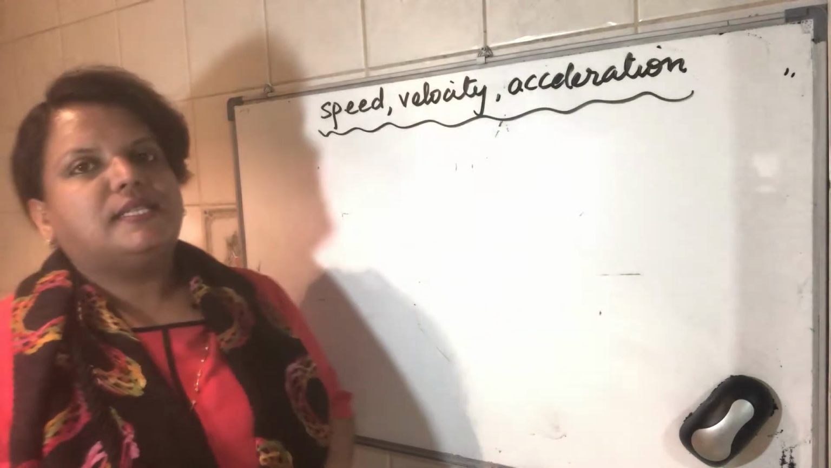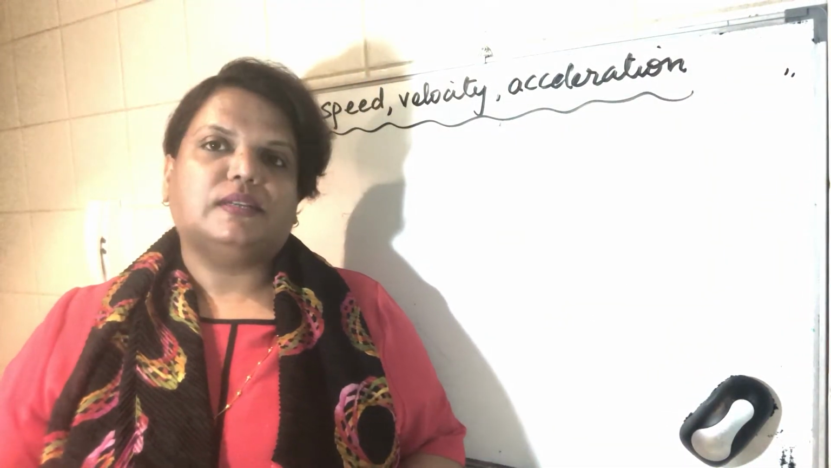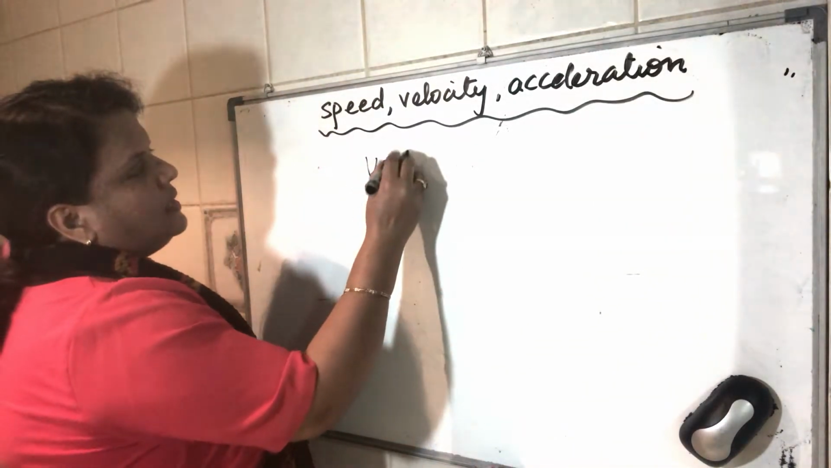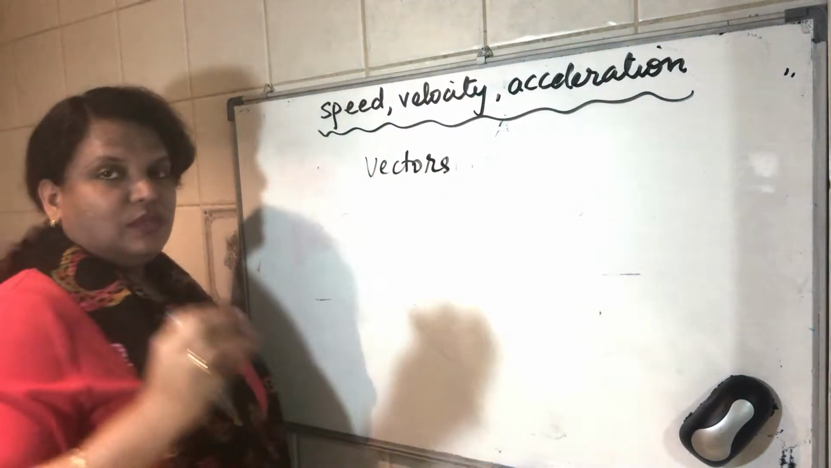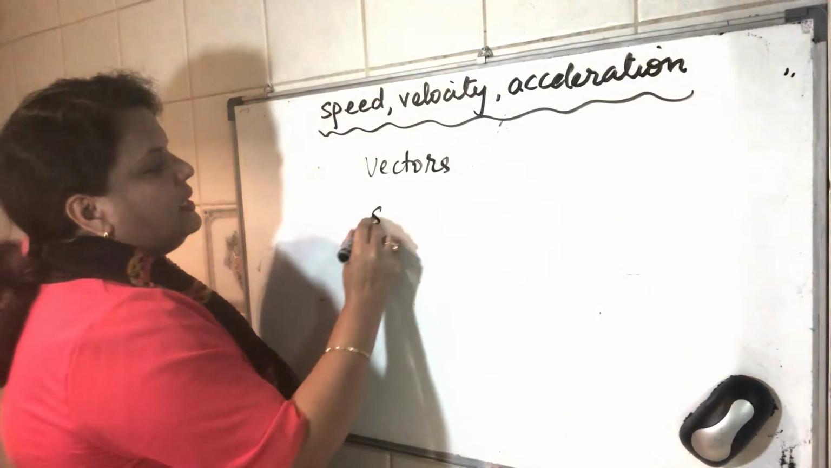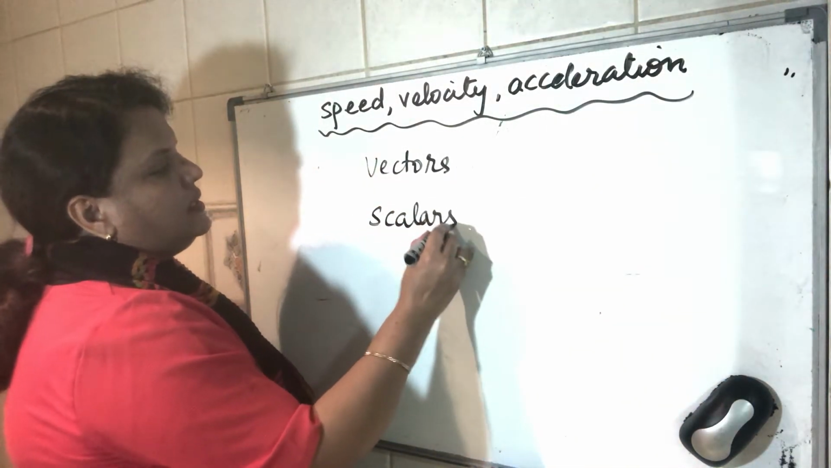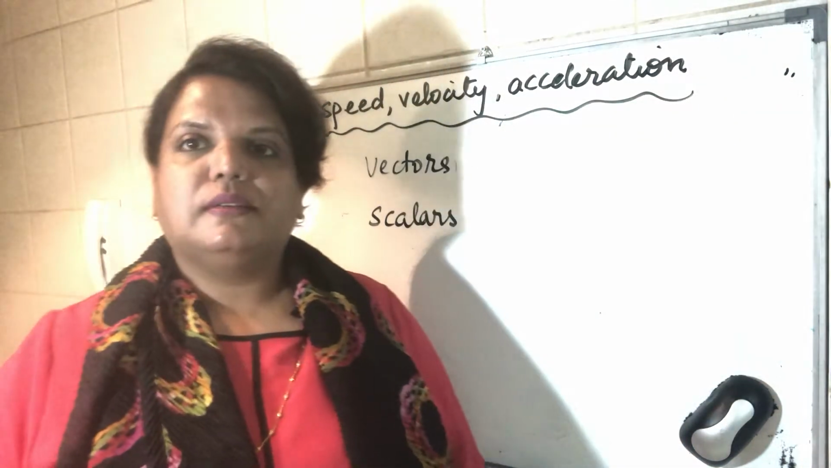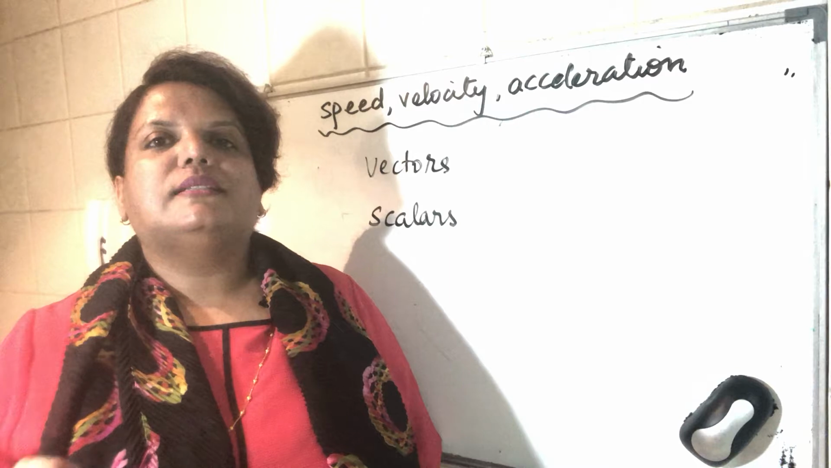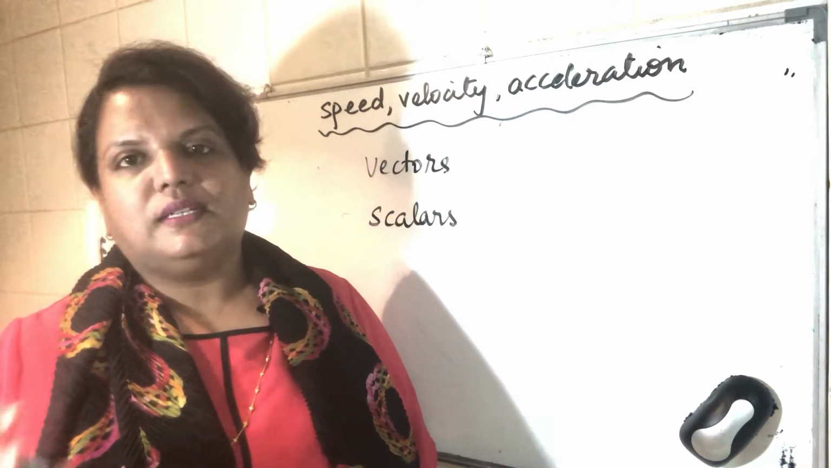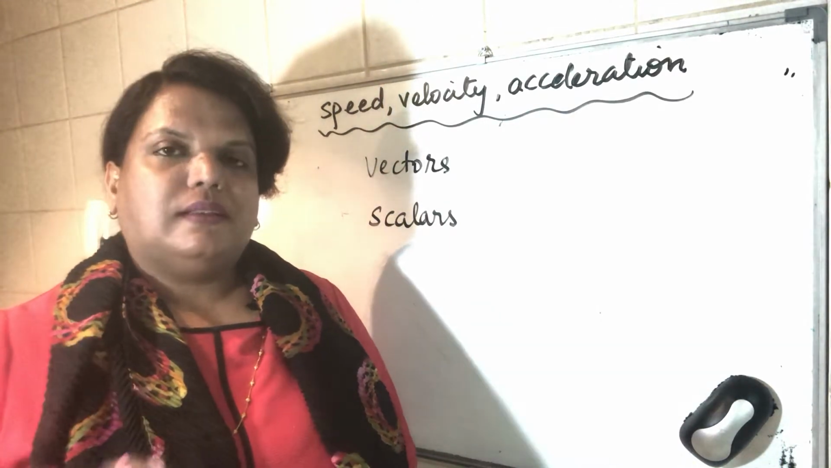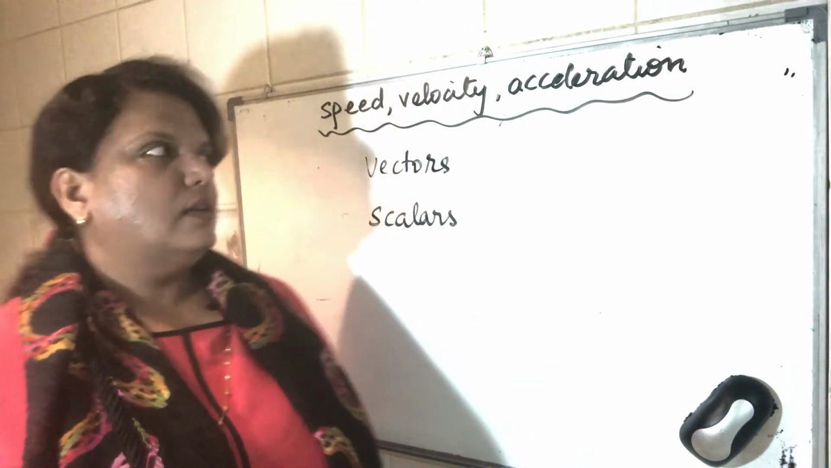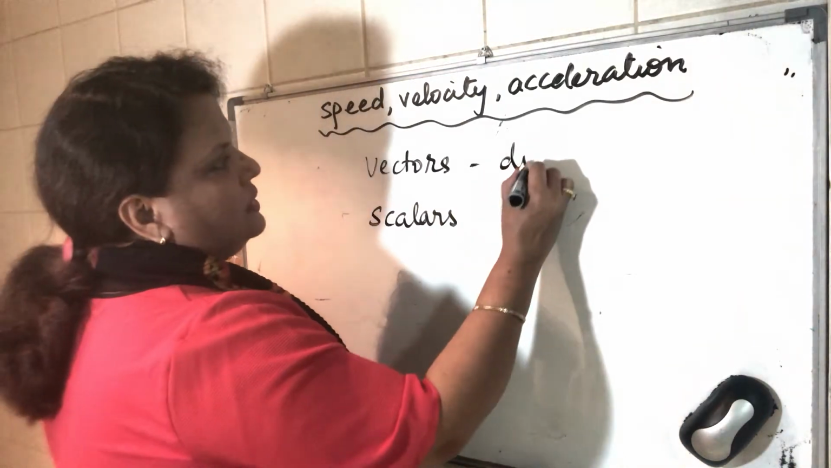Now, vectors and scalars. What are vectors? What are scalars? Vectors are quantities. I'll just give you the definition first, then I'll explain with an example. Vectors are quantities that describe the direction as well as the magnitude of any physical quantity. I repeat, vectors describe direction and magnitude of any physical quantity.